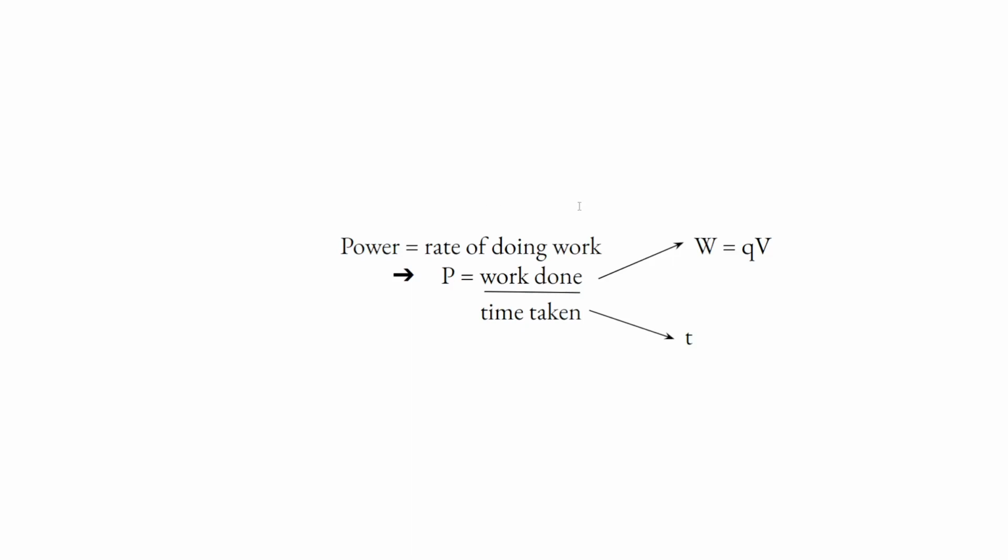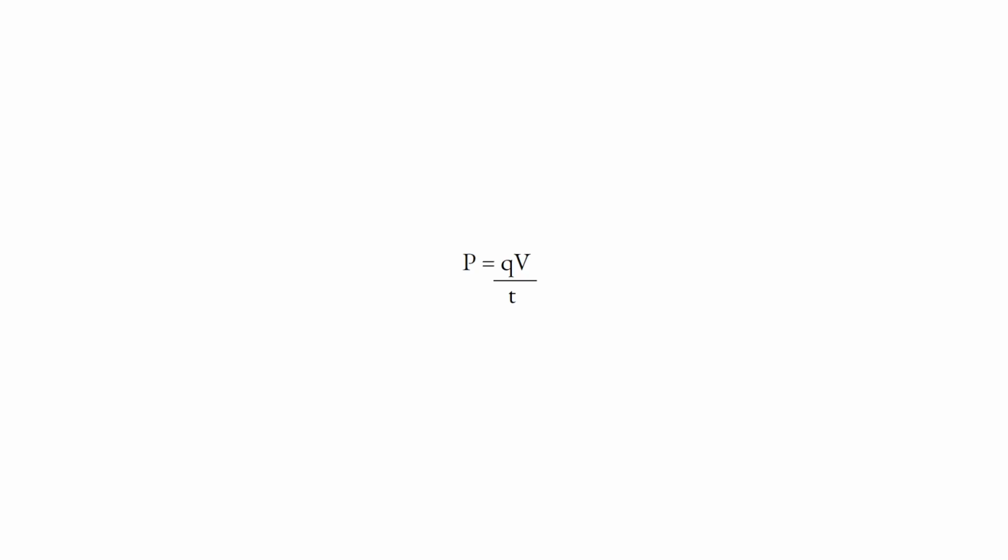Now we know that power is the rate of doing work, and the power P dissipated in the resistor in moving charge Q across it in time t is P is equal to work done over time taken. Now, which would give us P is equal to QV over T. And Q over T is the current, the electric current in the resistor.